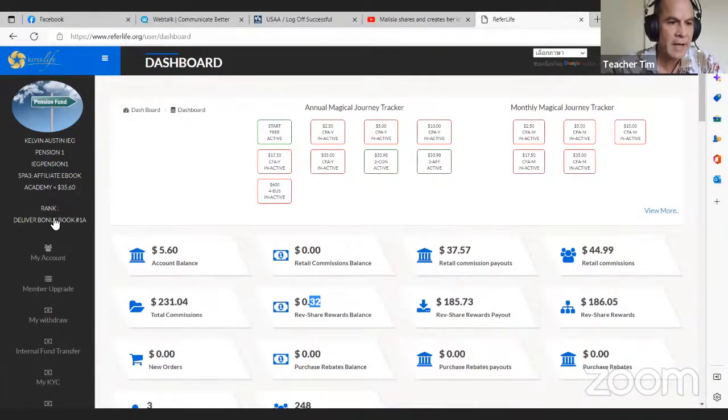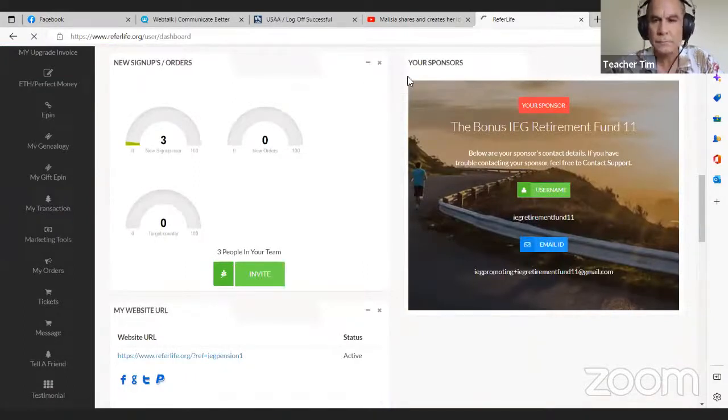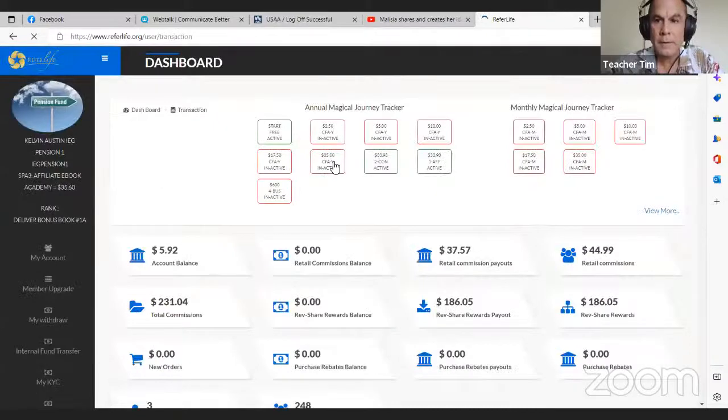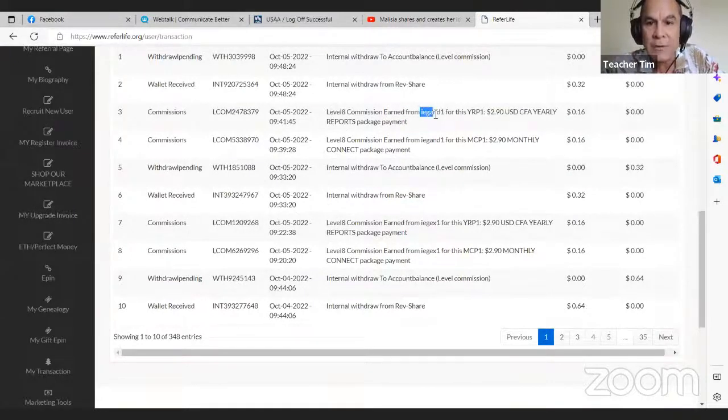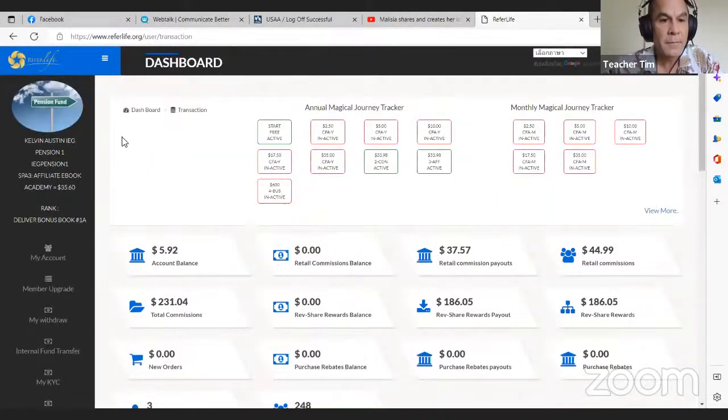Let's go to transactions and find out. Okay, let's check the transactions and see. Level 8, IEG N1. Oh, look at that, 16 cents into his IEG retirement fund account. There's another IEG N1, 16 cents. Oh, look at this. See, all October 5th. Here's more. Look, guys, look. IEG X1, 16 cents. IEG X1, 16 cents. Well, it's in his account balance. It's growing. Look, 592. 592, guys.